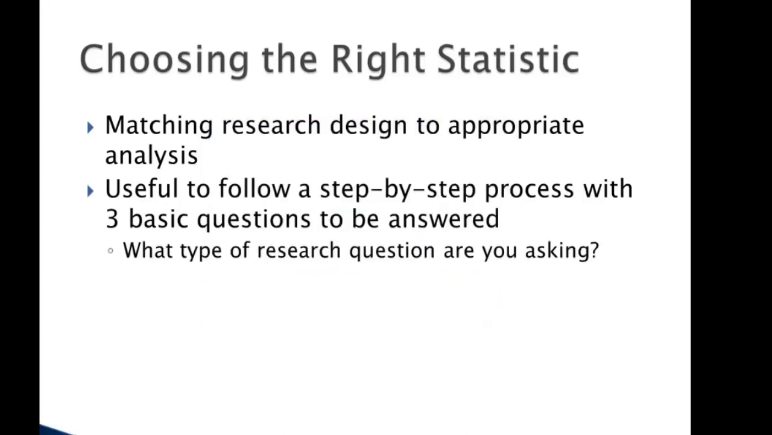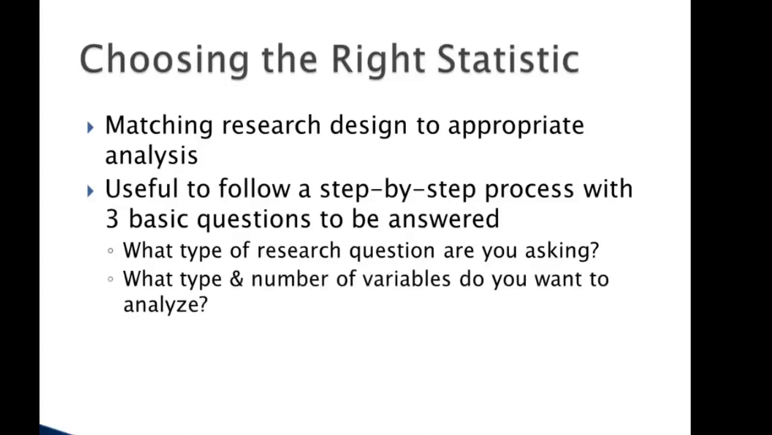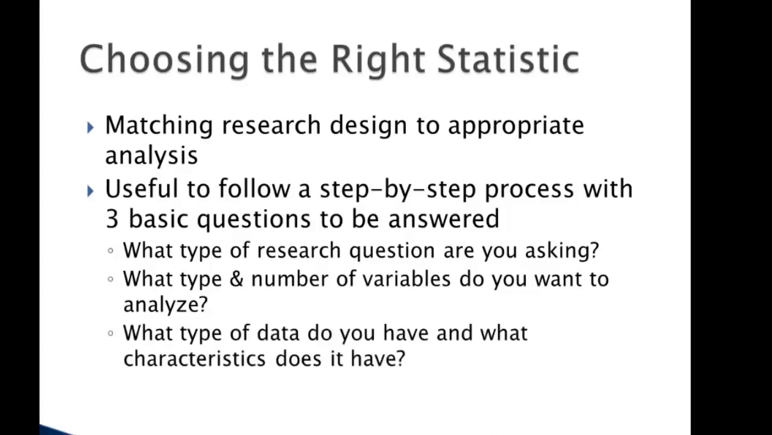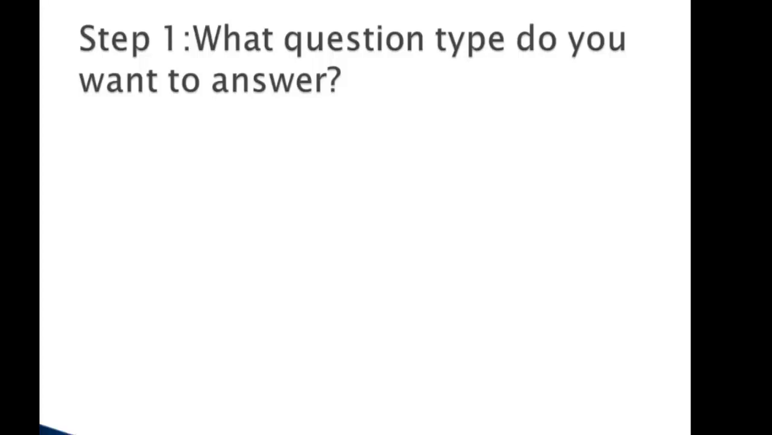The first question we need to address is, what type of research question are we asking? And then typically we put our research question into one of three types, which I'll cover in a short time. The next question is, what type and number of variables are you attempting to analyze? And then what type of data do you have as far as the scale of measurement? And then what characteristics does this data have? So the first step in this process is, what question type do you want to answer?